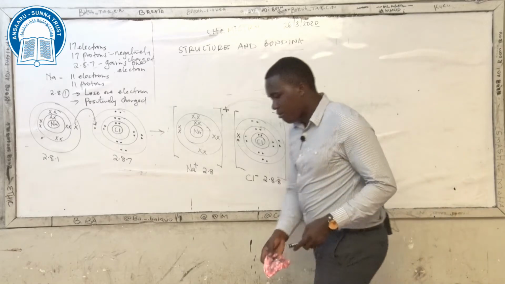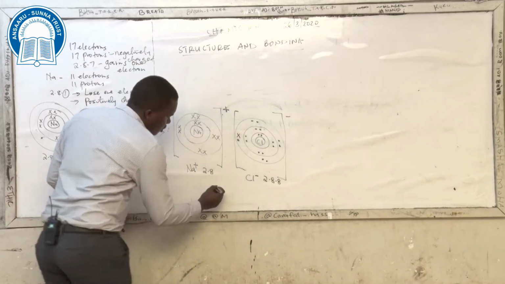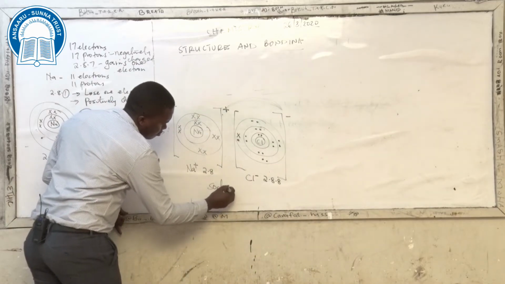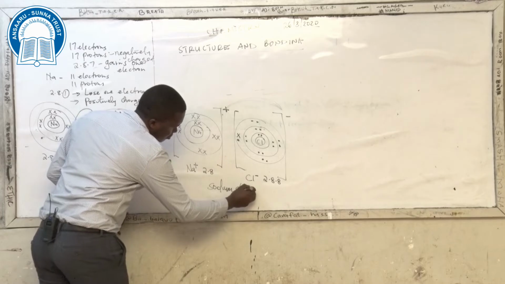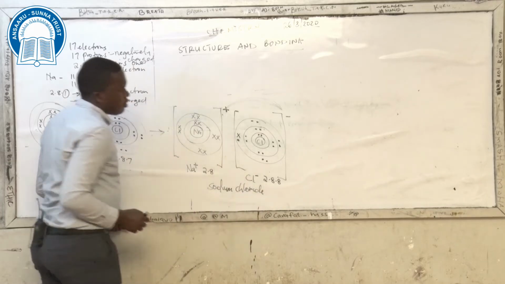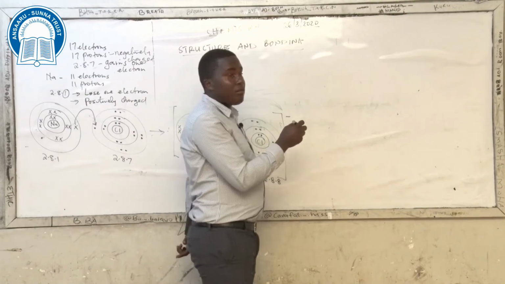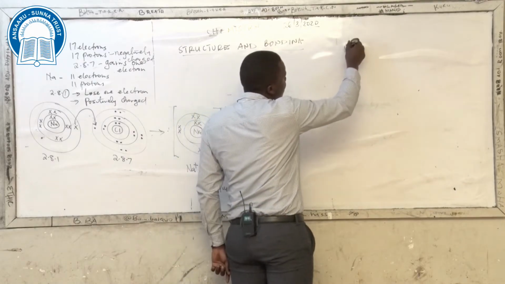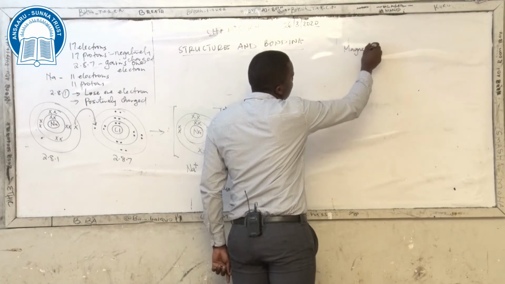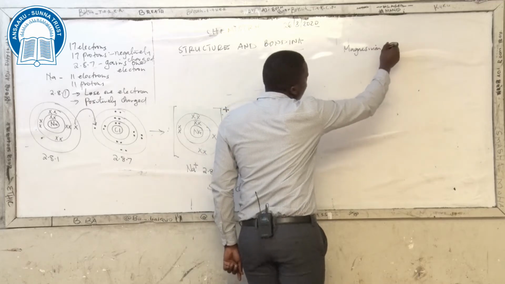So this one is sodium chloride. Similarly, you can be asked to draw the structure of magnesium oxide.